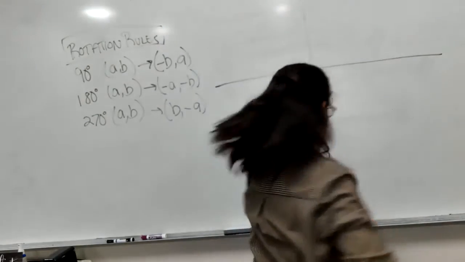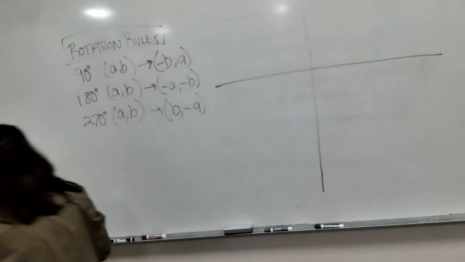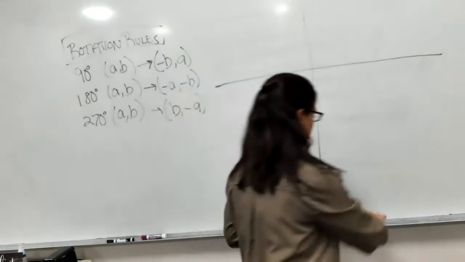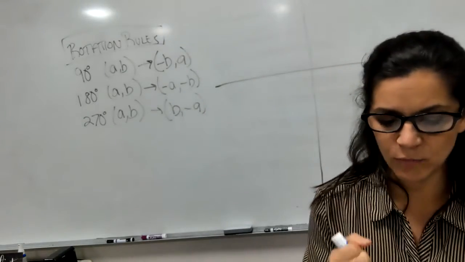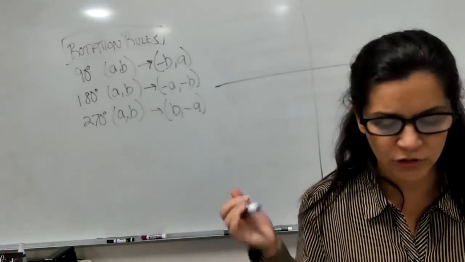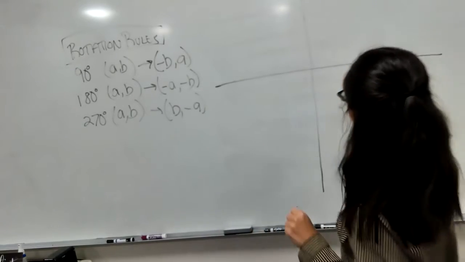All right, so when we are doing transformations, everything goes blue, right? Blue is our pre-image, and then red is what we have transformed it to. So blue is always going to be original.